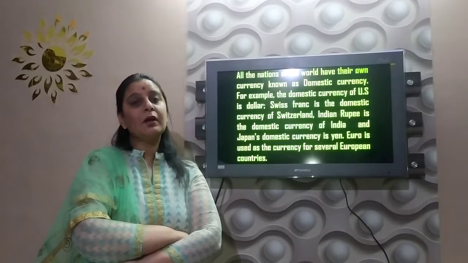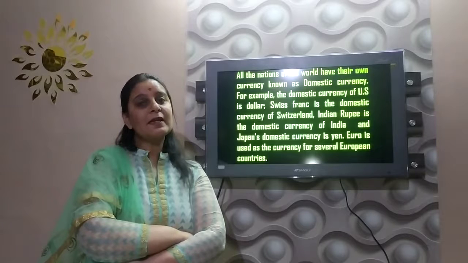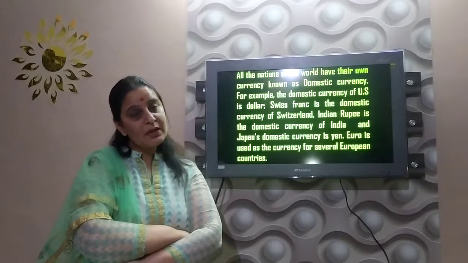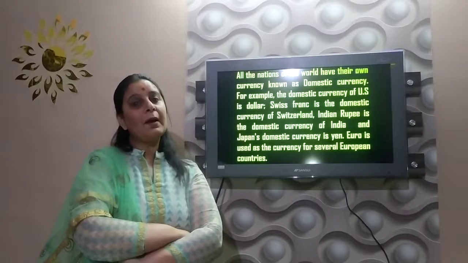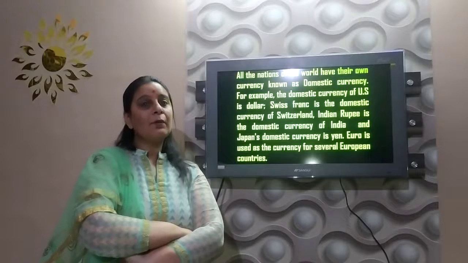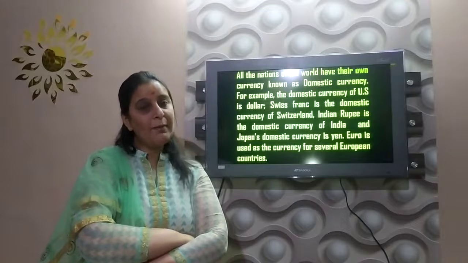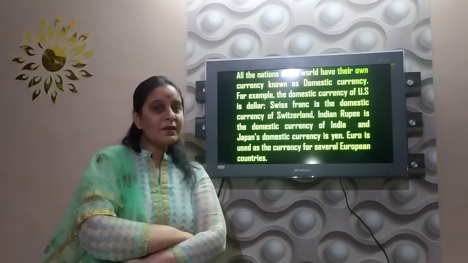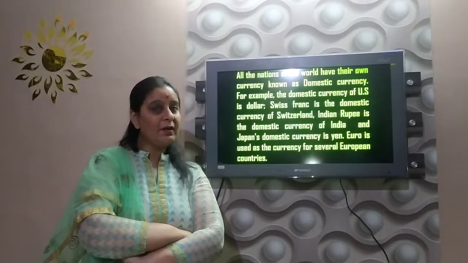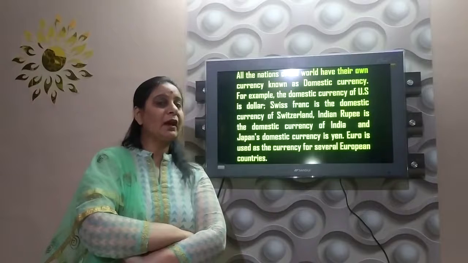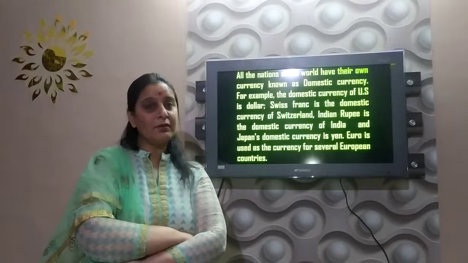Swiss franc is the domestic currency of Switzerland and it can be used to purchase goods and services which are available in Switzerland. Similarly, dollar is the domestic currency of America which can be used for purchasing the goods and services which are available within the geographical boundaries of America. Now, that gives us an idea. Domestic currency is very easily acceptable within the geographical boundaries of the country, but it is generally not acceptable outside the boundaries of the country.